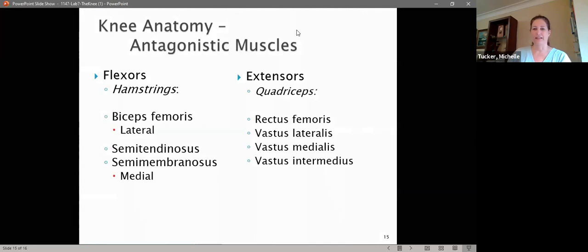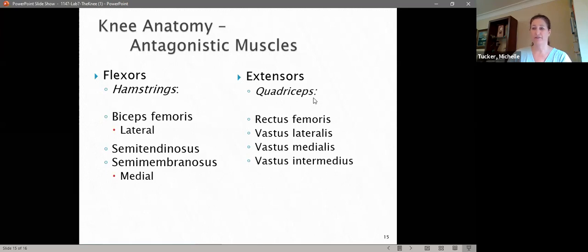The muscles that are going to be controlling that hinge joint are going to be, for flexing, so decreasing the joint angle on that posterior side of the leg, the three hamstrings. We have biceps femoris running by itself to the lateral side, and then we have our best friends, semitendinosus and semimembranosus, that always run together to the medial side.